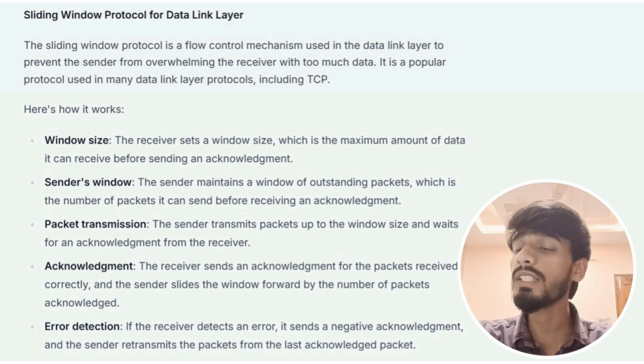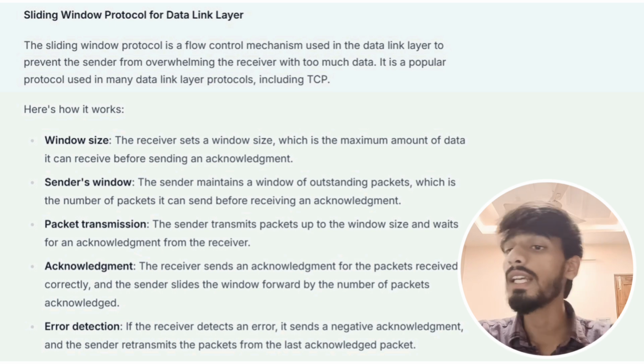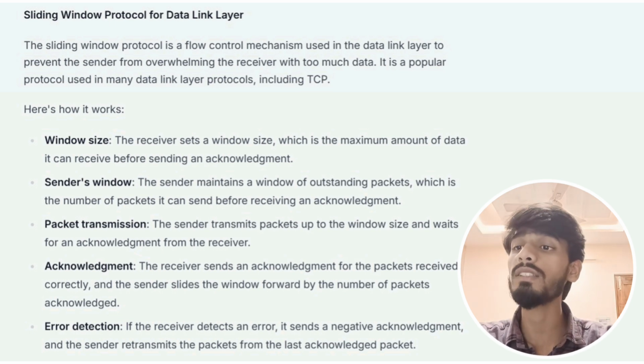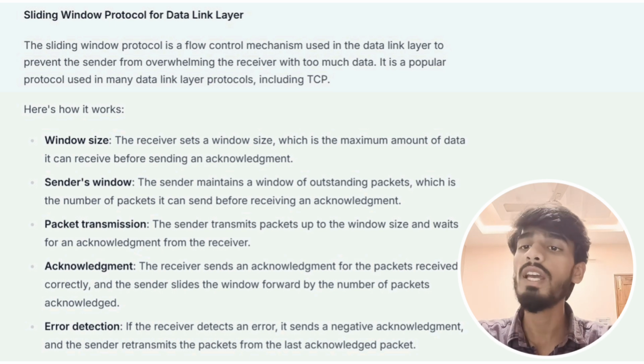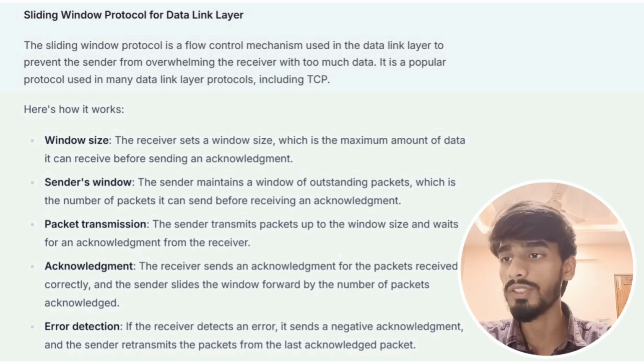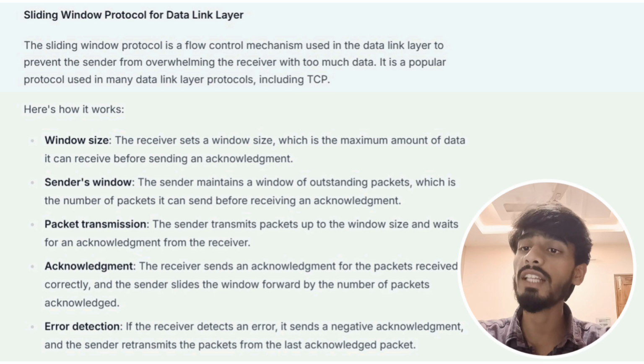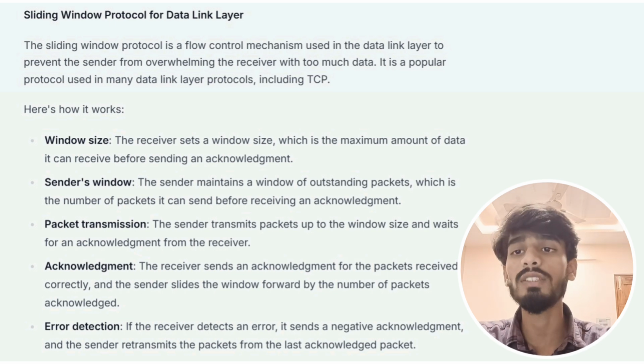The sender transmits packets up to the window size and waits for an acknowledgement from the receiver. Next is acknowledgement. The receiver sends an acknowledgement for the packets received correctly, and the sender slides the window forward by the number of packets acknowledged. Next is error detection. If the receiver detects an error, it sends a negative acknowledgement and the sender retransmits the packet from the last acknowledged packet.